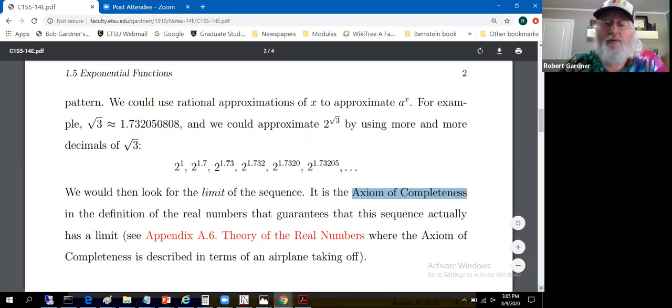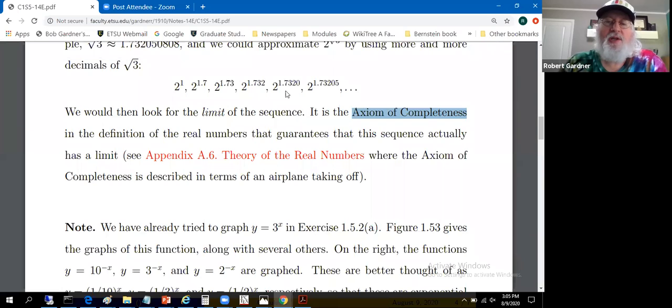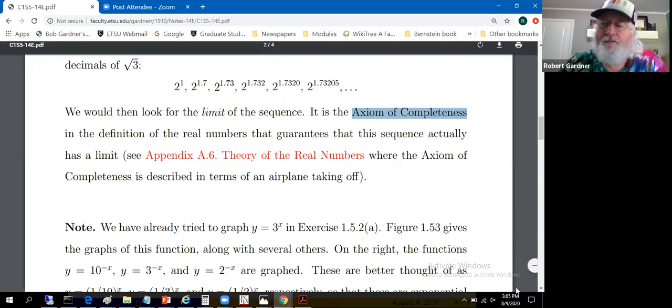I encourage you to read and watch the video on Appendix A6, where we go through and talk about the axiom of completeness in terms of an airplane taking off. That's not really hands-on to this particular conversation here, but is definitely relevant to this conversation here.